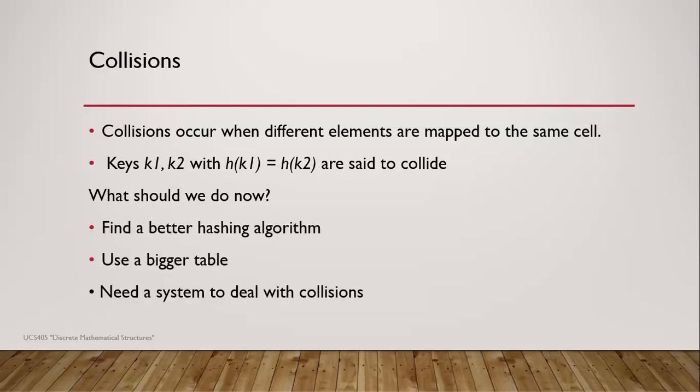Your first approach will be to find a better hashing algorithm. Generally, collisions are unavoidable. We prefer those hashing algorithms which lead to a minimum number of collisions. Second, use a bigger table. If we increase the size of the hash table, then it will lead to memory wastage because some entries in the hash table will be left blank. Last, we need a system to deal with collisions.